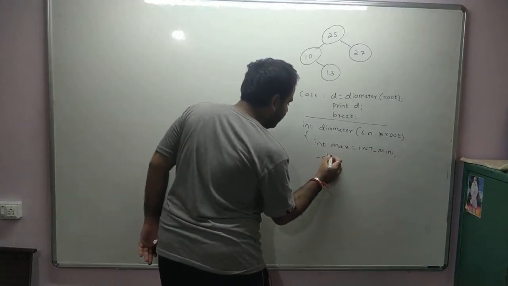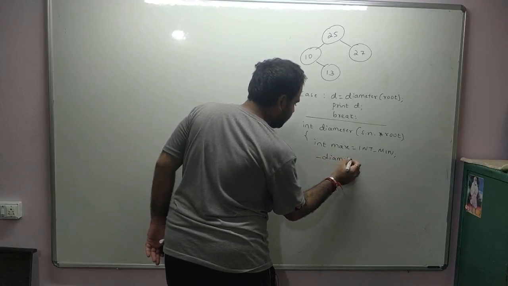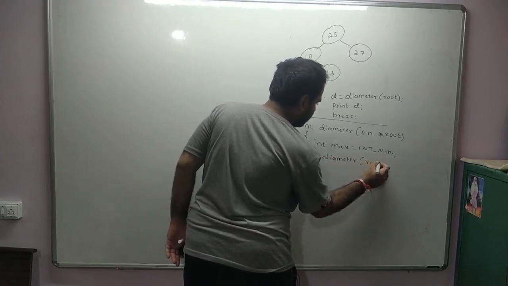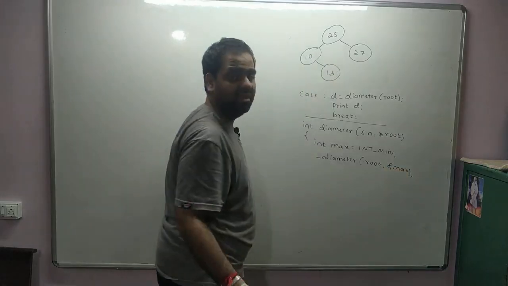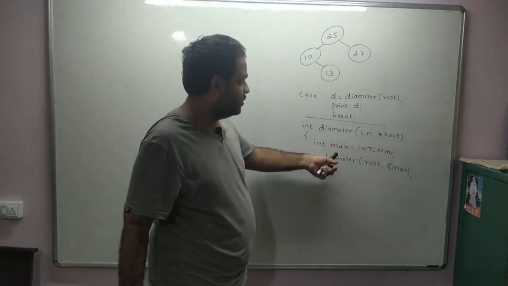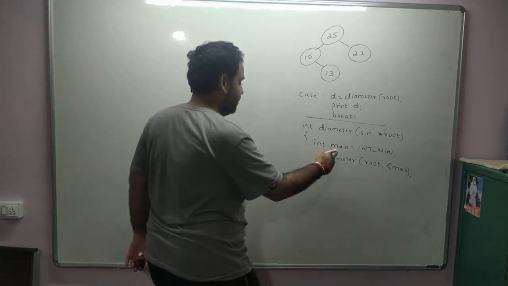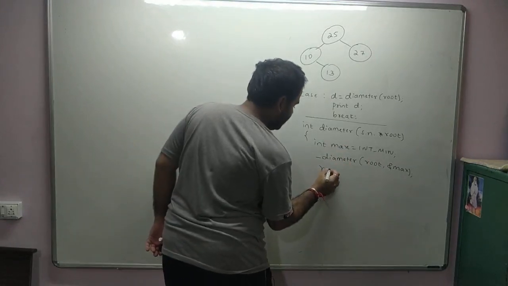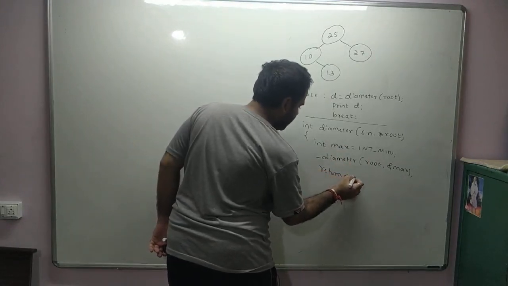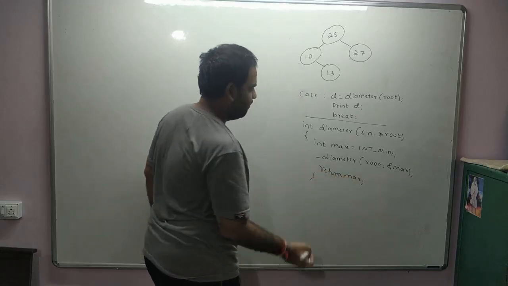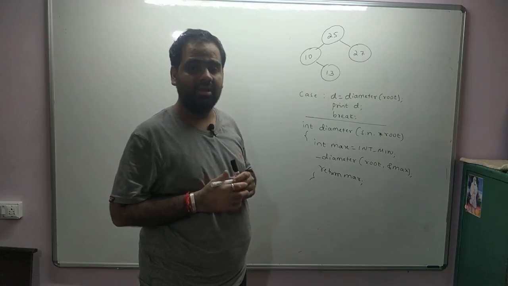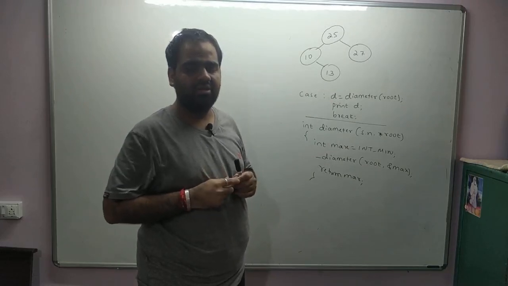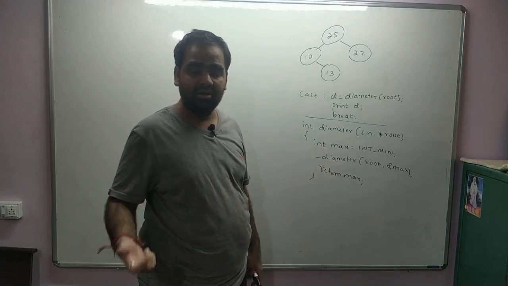Now internally we call one function called underscore diameter, which takes root and the address of max. That means whatever modification we do will be stored in max. At the end we say return max. Suppose the value of max is 3, it will be returned back to main and it prints diameter is equal to 3. Now let's see how we write the function underscore diameter.